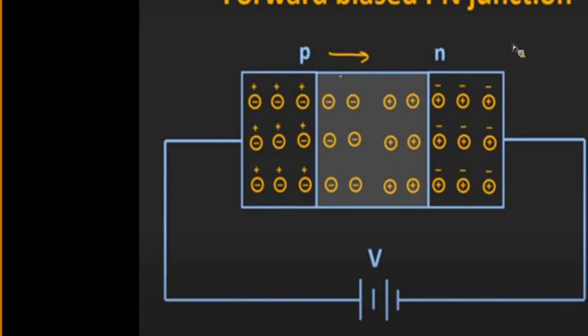See, in a forward bias PN junction, what is going to happen? The current will flow from P to N. The forward bias case, I'm just recollecting. In the PN junction, electrons are majority charge carriers. In forward bias, electrons move from N to P, and current is from P to N. This is for the forward bias junction.